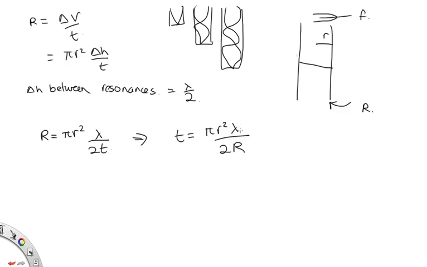However, we don't know lambda, we do know the frequency and the velocity. So V is equal to F lambda, tells us that lambda is equal to V on F. So the time between these resonances is pi r squared over 2R times V over F.